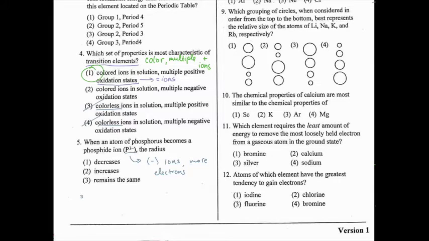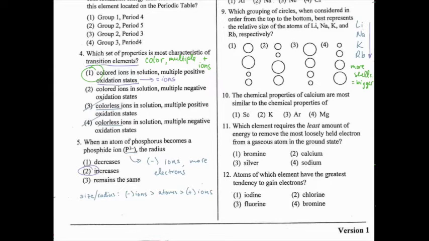Next, we're going to look at number 9, which grouping of circles, when considered in order from the top to bottom, best represents the relative size of the atoms Li, Na, K, and Rb respectively. So we're going to see from top to bottom if they follow the order of their radius, or relative size. Li, Na, K, and Rb are part of the same group 1, and going down, they go in that order, Li, Na, K, and Rb. As you go further down the group, you're adding more energy shells, and with each energy level you add, it gets bigger in size. So when you go down a group, you're increasing the size of the atom.